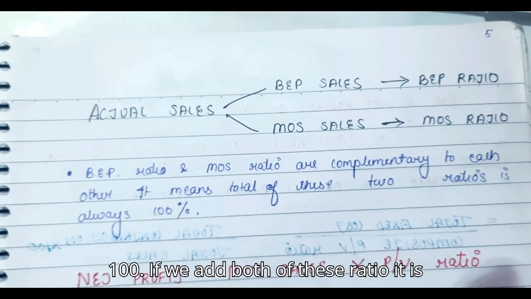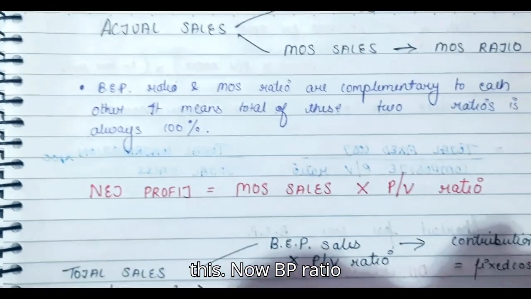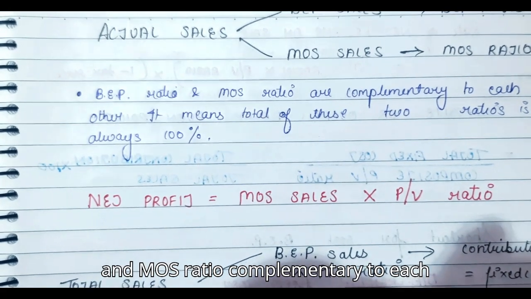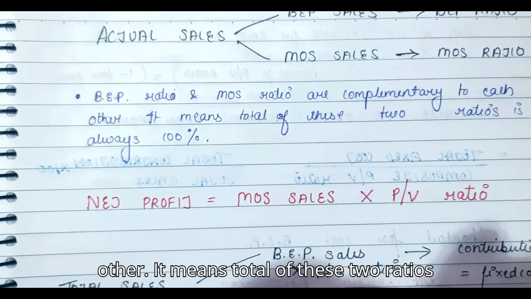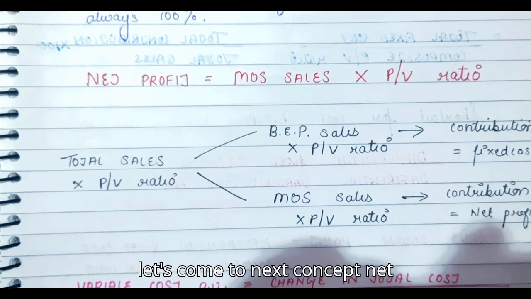If we add both of these ratios, it is equal to 100. The concept behind that is this: BP ratio and MOS ratio are complementary to each other. It means the total of these two ratios is always 100%. Now, let's come to the next concept.